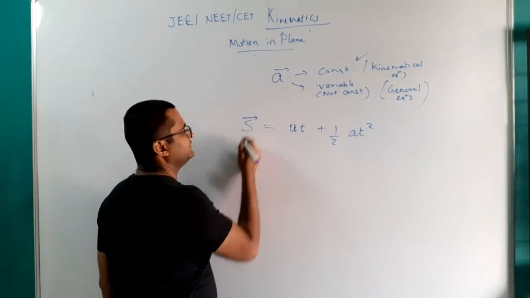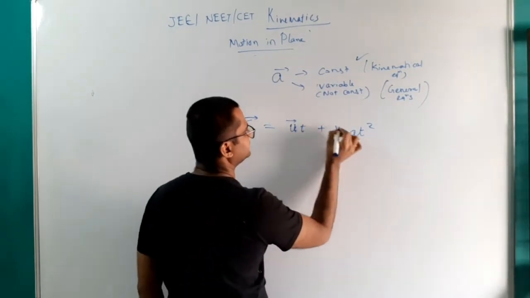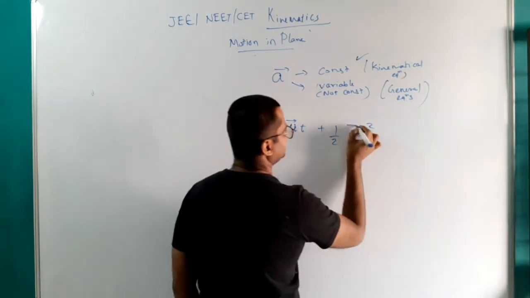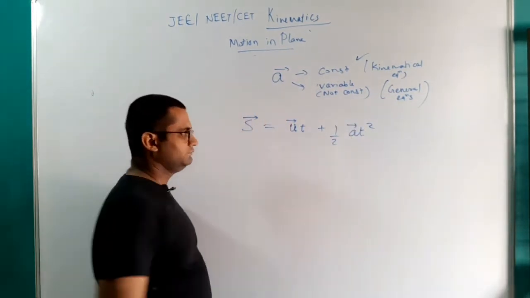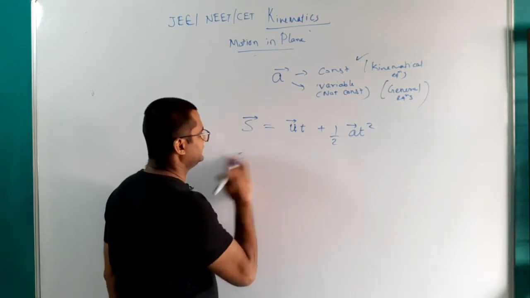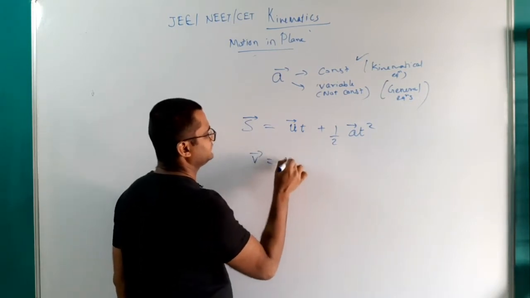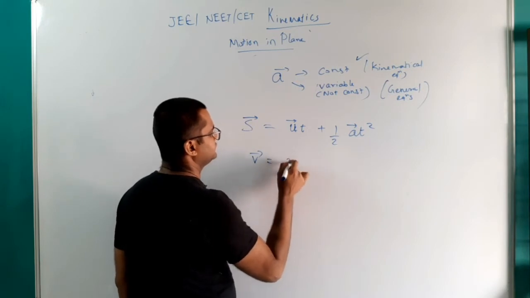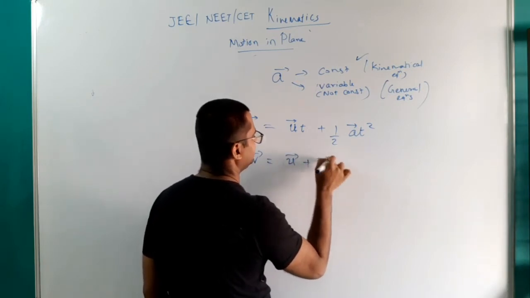So in motion in plane, we will write this in vector form, since time is not a vector, but acceleration, u and displacement are vectors. In the same way we can write v bar equal to u bar plus a bar t.